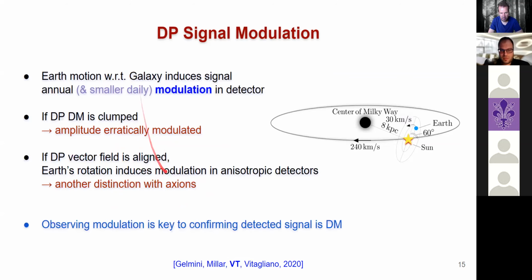Now, what is the point of all of this discussion? Well, the point is that this modulation is actually one of the key components to confirming that an observed signal is dark matter. Because just as you observe a signal, the obvious question is, well, does it come from somewhere else? And observing such modulation will be an important confirmation. Additionally, you could also shed light on the dark photon production mechanism, since some mechanisms prefer alignment of the field or not. Okay.